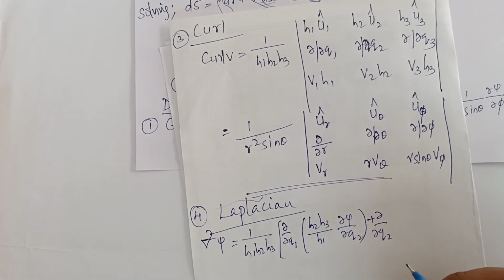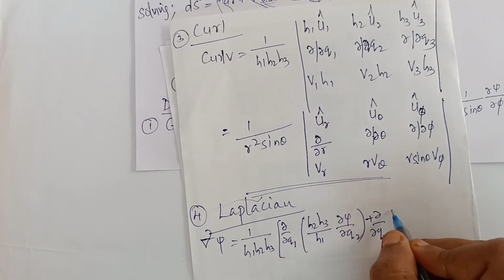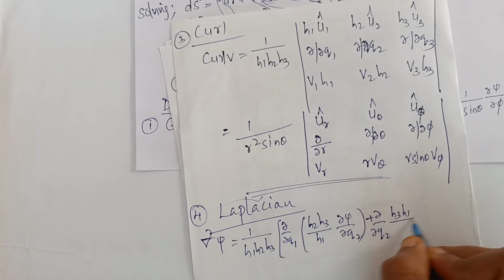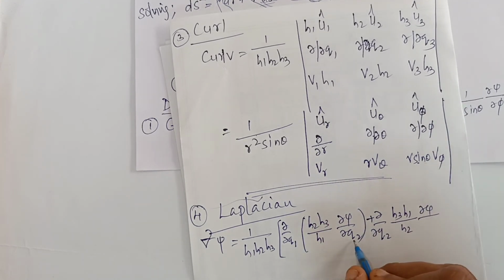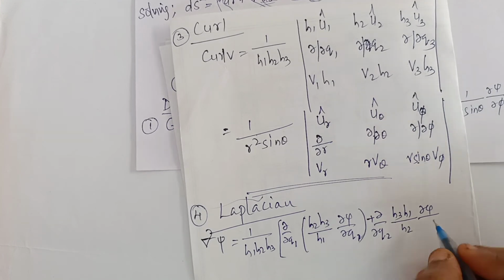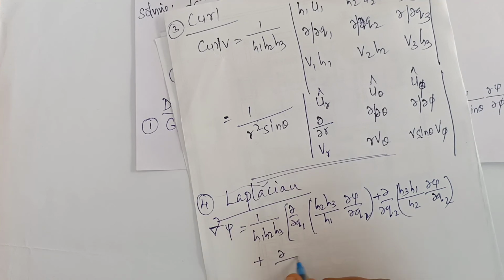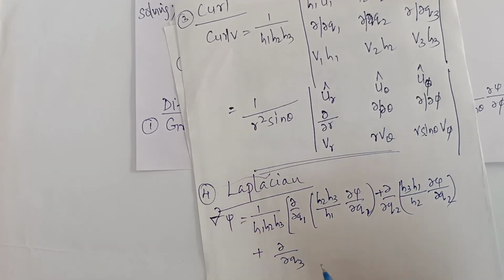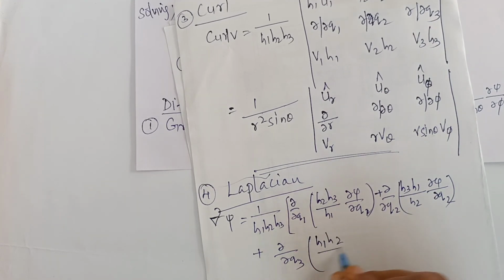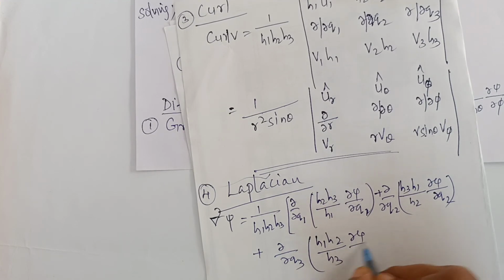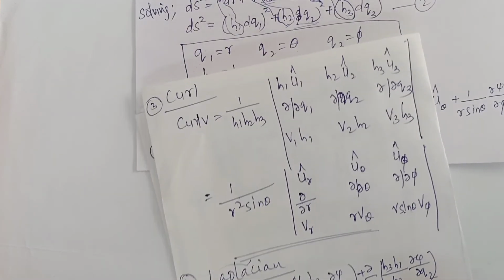See what will happen. H2 remains there itself, and again H2 will become H3, H3 will become H1, and H1 will become H2. Then dou psi by dou Q2, instead of dou Q1. Now again this is dou by dou Q3. What will happen? H3 will become H1, H1 will become H2, and H2 will become H3, dou psi by dou Q3. Now we are going to substitute with our standard values.